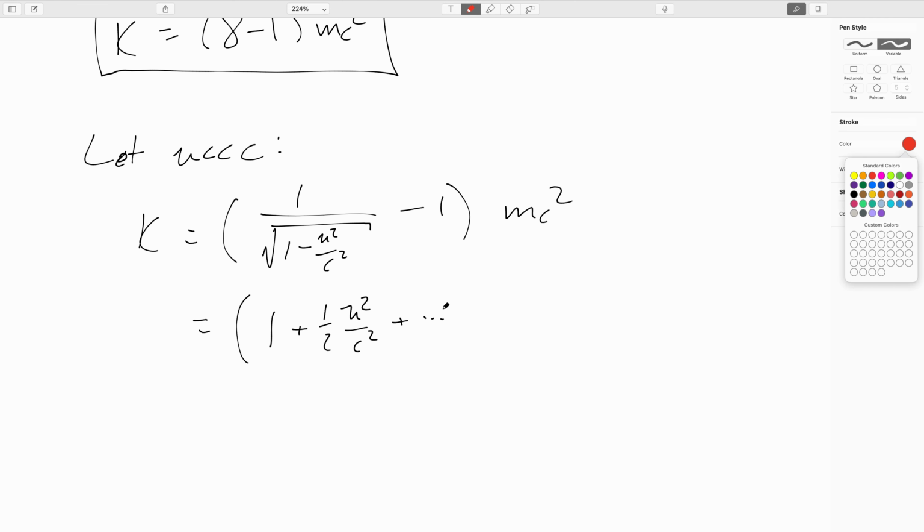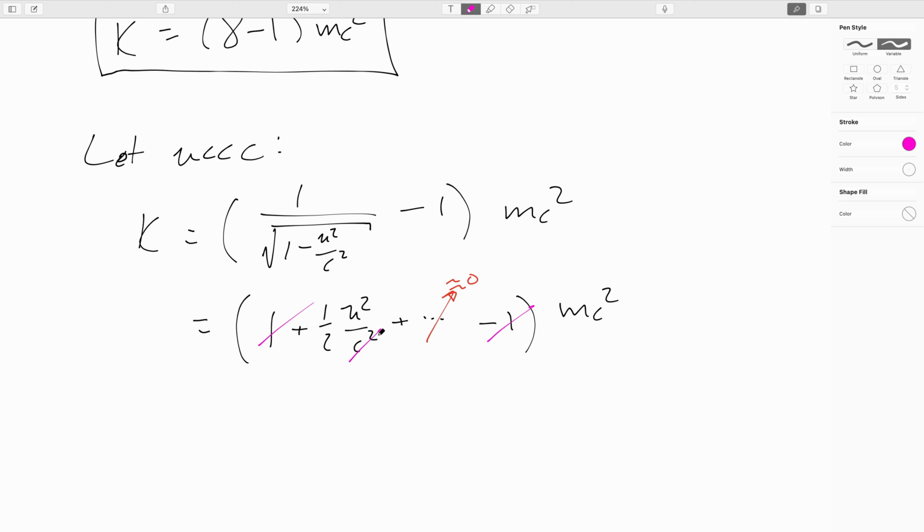And then there will be higher order terms, but since we're already saying that u is much less than c, we're just going to say that those higher order terms, which go like u to the 4 over c to the 4, are basically 0. And then we still have this minus 1 from before, times m c squared. So these cancel here, and the c squareds cancel, and what do you know? At low speeds, we do indeed recover 1/2 m u squared. So that's really comforting.